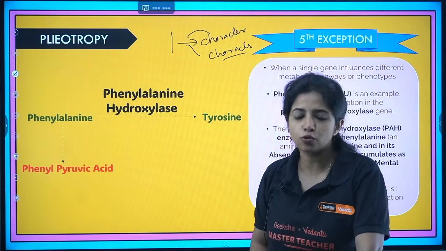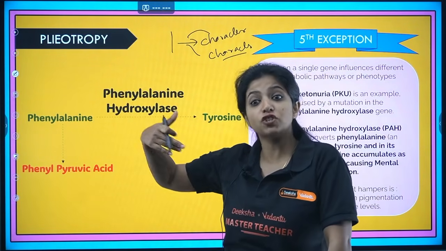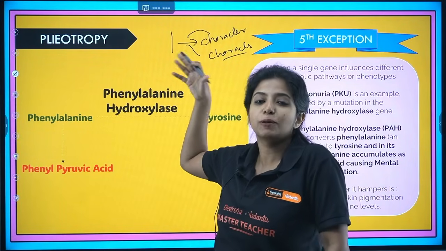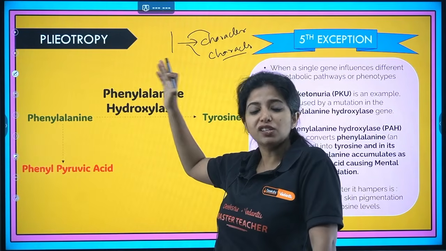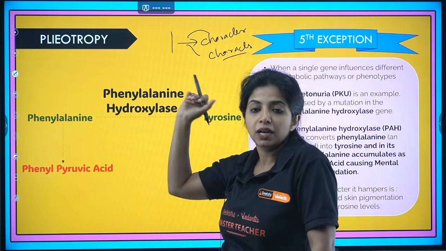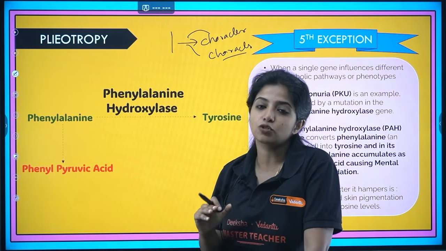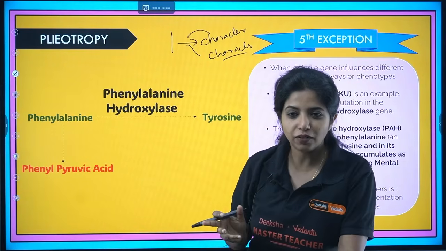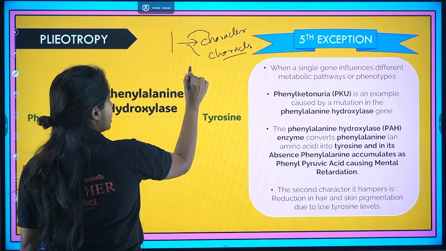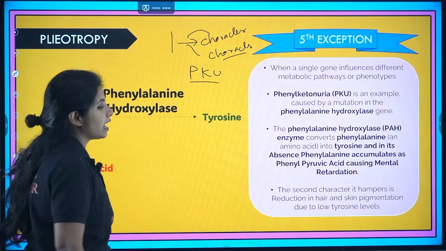Do not get confused. There is no point in getting confused, because polygeny means multiple genes are there, right? Here it is Pleiotropy. So one gene is there, but this gene is controlling multiple characters. The best example for this is a disease known as phenylketonuria. You might have heard about this, PKU, right? Phenylketonuria. What exactly happens over here?